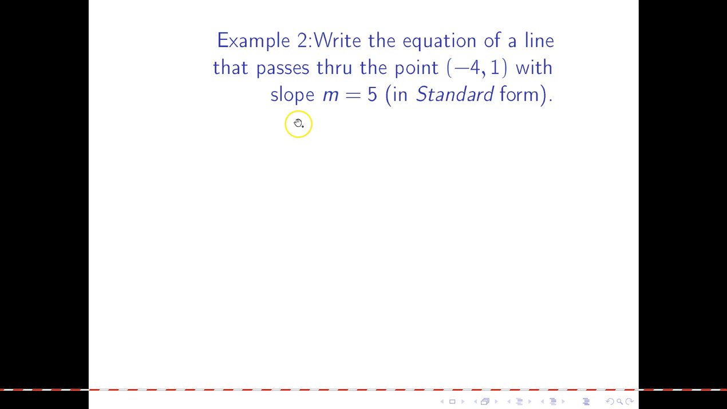Notice this is very similar, except one little twist. Standard form. Don't let that throw you off. The first thing I want you to do is I want you to solve this thing into slope-intercept form like we just did for the last problem. So I want you to pause the video, go through the same process, and put this equation in slope-intercept form, and then we'll talk about standard form.